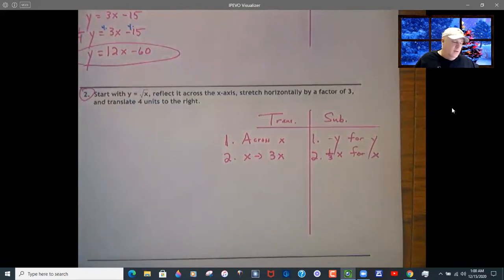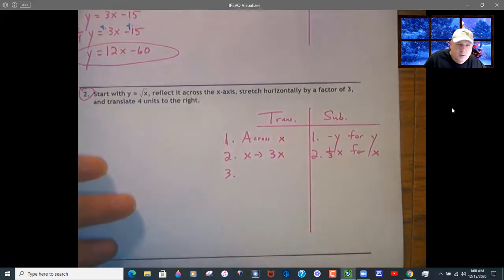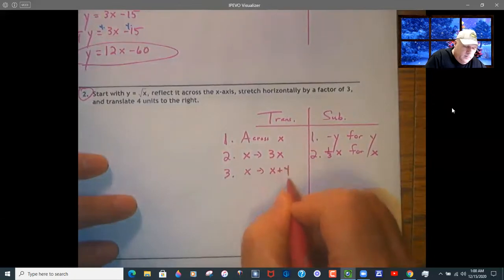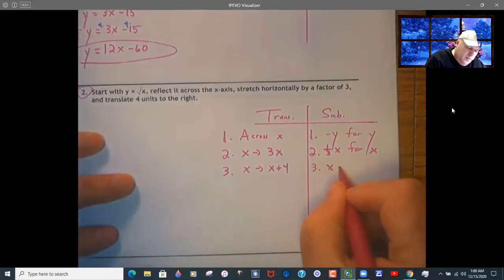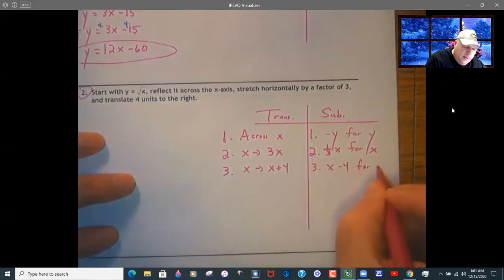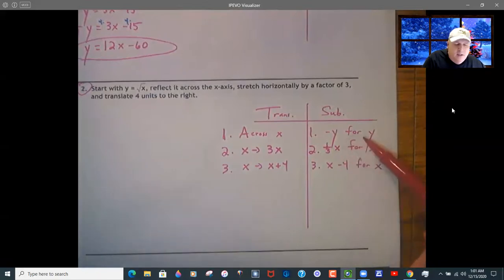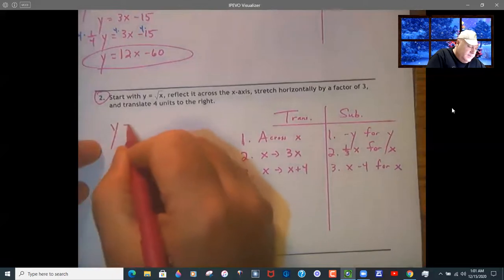Either way. And then number 3, translate 4 units to the right. So x is going to go to x plus 4. So we're going to substitute in x minus 4 for x. So remember, when you substitute in for y, you solve for y. Immediately following, when you substitute in for x, there's simplifications to do. So what is this going to look like?